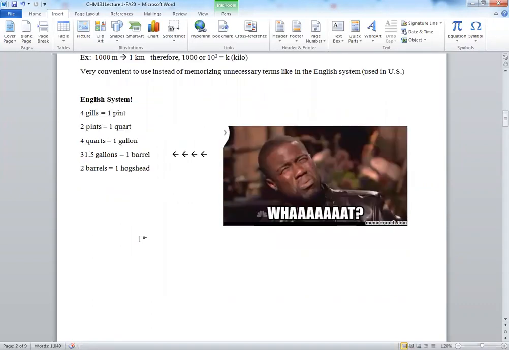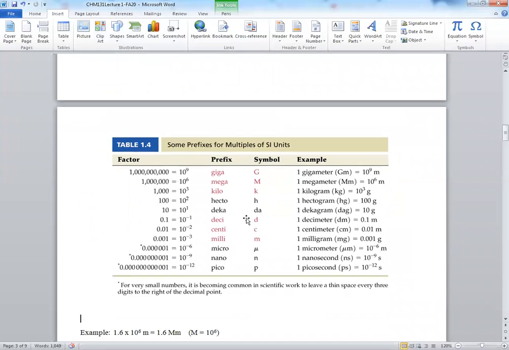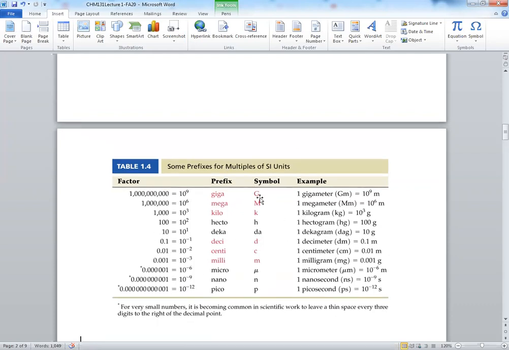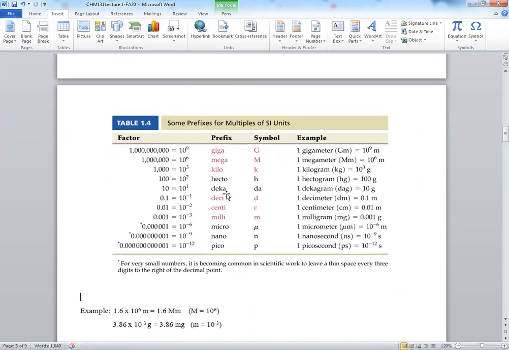Versus, if you go down here and look, you notice that the metric system uses prefixes like giga, mega, kilo, hecto, and so on and so forth, that start from the very large, let's say astronomical levels, all the way down to molecular and subatomic levels like in pico. So in the metric system, all you have to know is that the prefix denotes a value. And again, notice how they're related to each other.